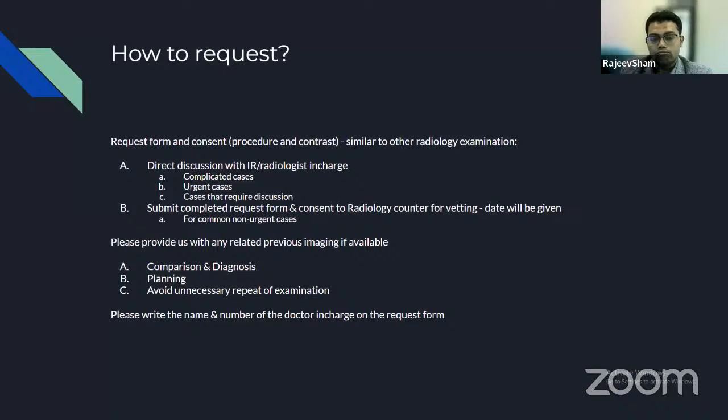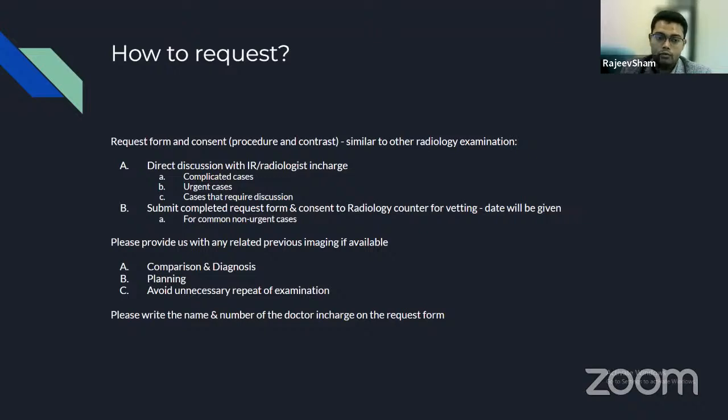Okay. So how do we request the procedures? As usual, as with all other radiology examinations, what we need is the procedure form. We need to fill the procedure form and also fill in the consent form, for both procedure consent and contrast consent. If we want to request, we can either come direct to the department and directly discuss with our IR or the radiologist in charge of IR of the day.